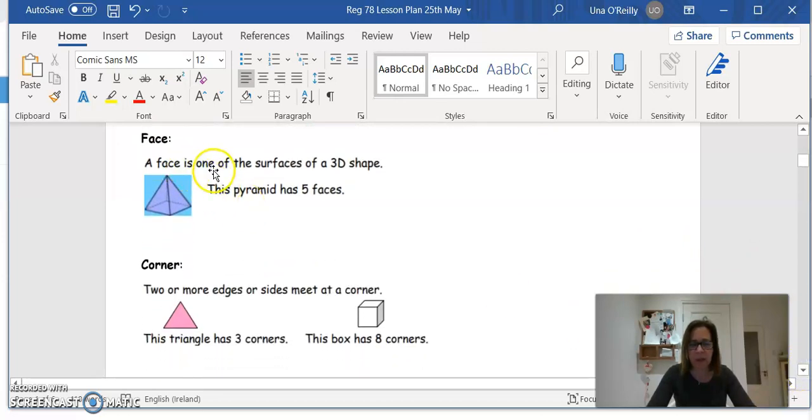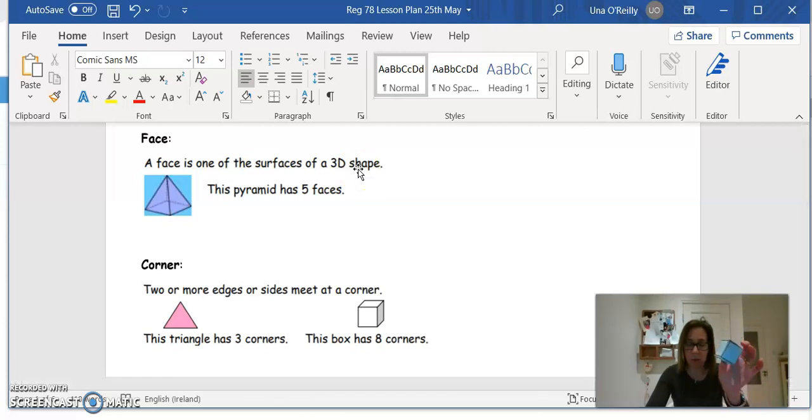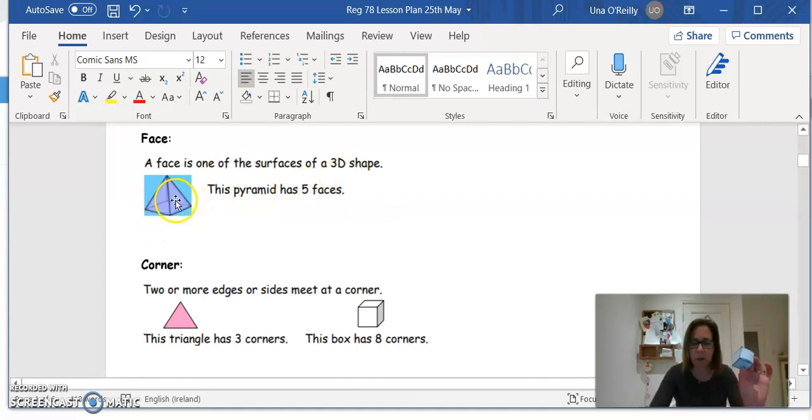Now, a face is one of the surfaces of a 3D shape, okay, three-dimensional shape. So I have a little cube that we made earlier. You'll be making these as well. The flat surfaces like this bit or this bit or this bit, they're faces, okay? This square base pyramid here would have 5 faces. The one on the bottom, the one here, the one here, the one behind here, and the one behind here. 5 faces there, okay?